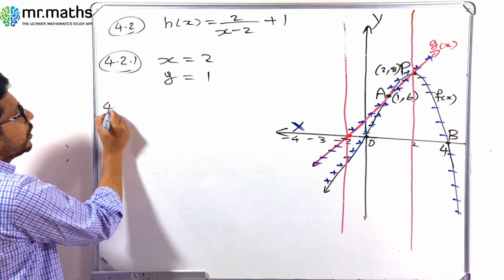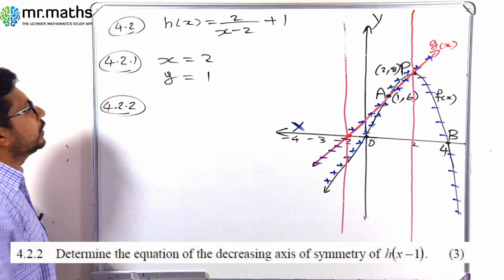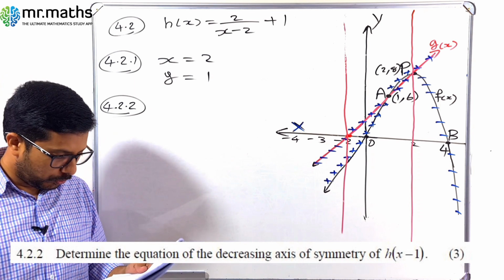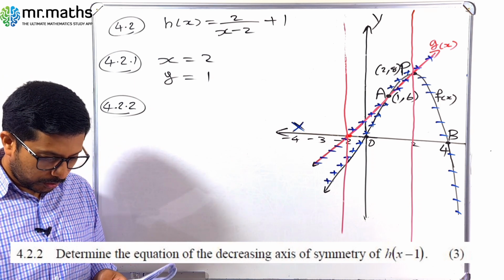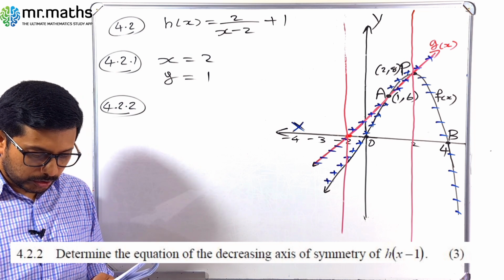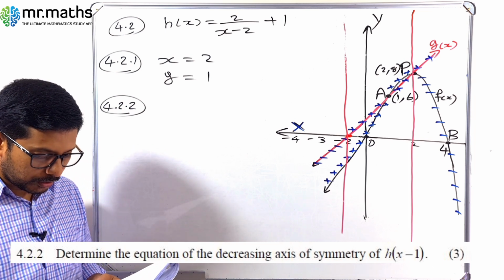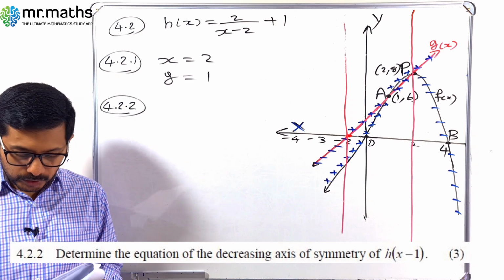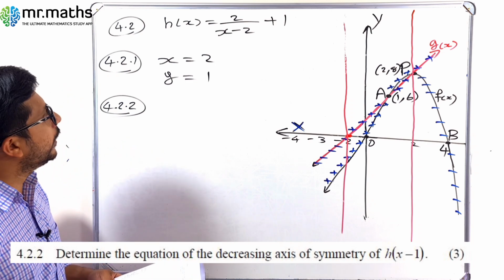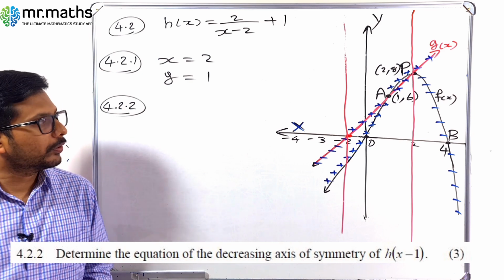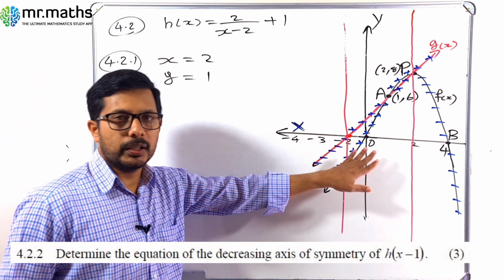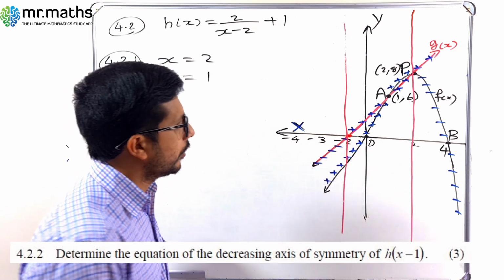Okay, next question 4.2.2. What is that question? Determine the equation of the decreasing axis of symmetry of h of x minus 1. Okay, so let me erase this one. Then I have to draw a rough graph there.